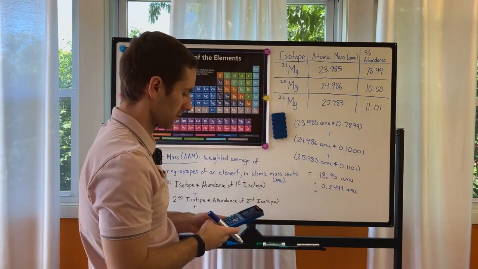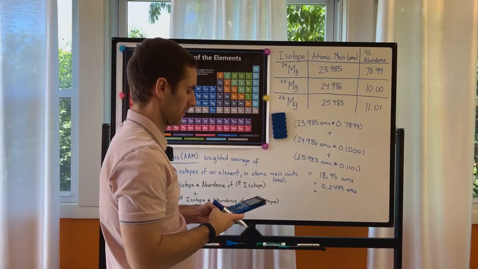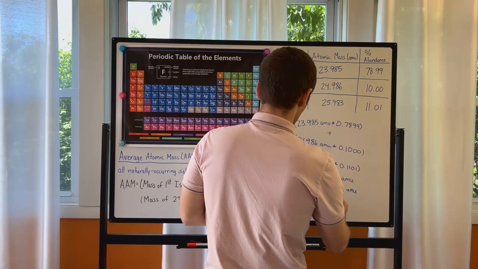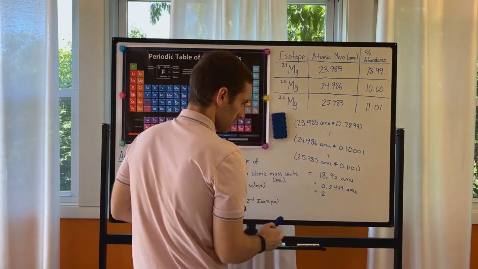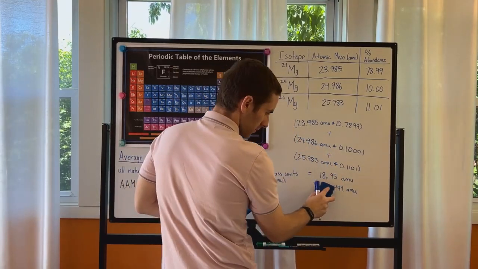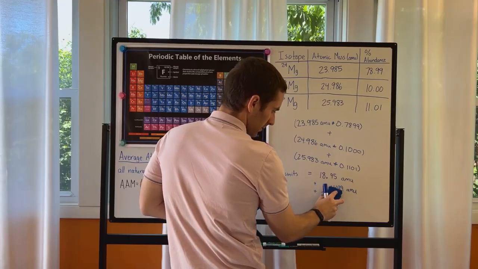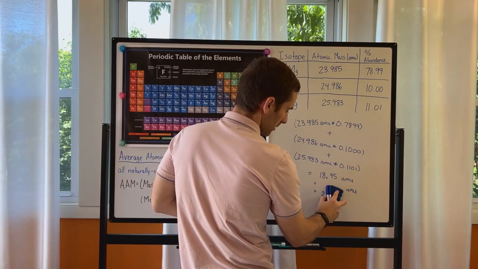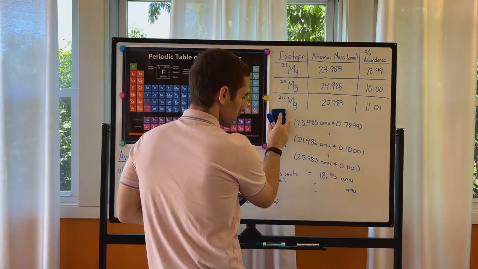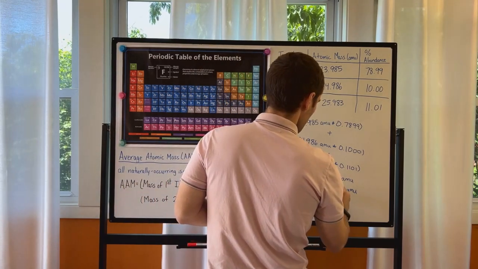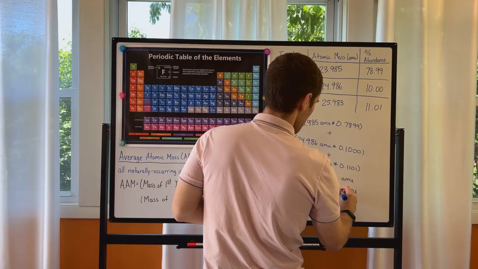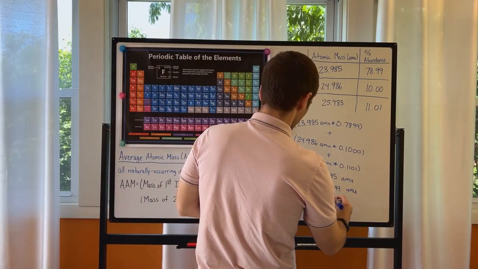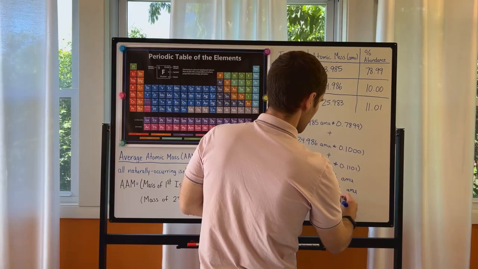And then this last one, 4 sig figs, sorry, I did this one wrong. I moved it too far. The second one should be 2.499. And then the third one should be 2.861.